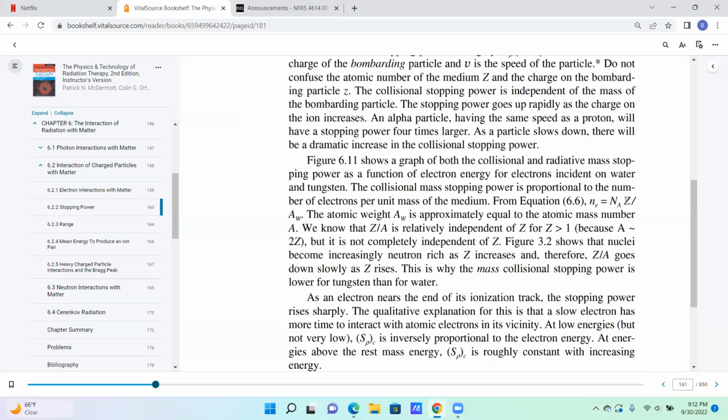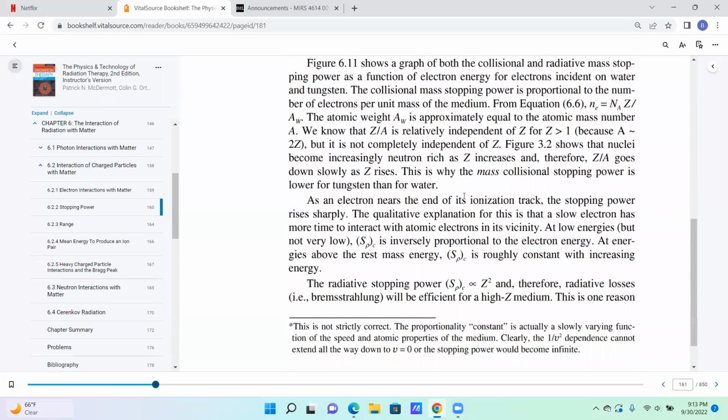The collisional mass stopping power is proportional to the number of electrons per unit mass of the system. So from equation 6.6, we know here that N sub E is equal to N sub A times Z divided by A sub W. The atomic weight is equal to the atomic mass number A. And we know that this ratio is relatively independent of Z for Z greater than 1 because A is roughly equal to 2Z. But it's not completely independent.